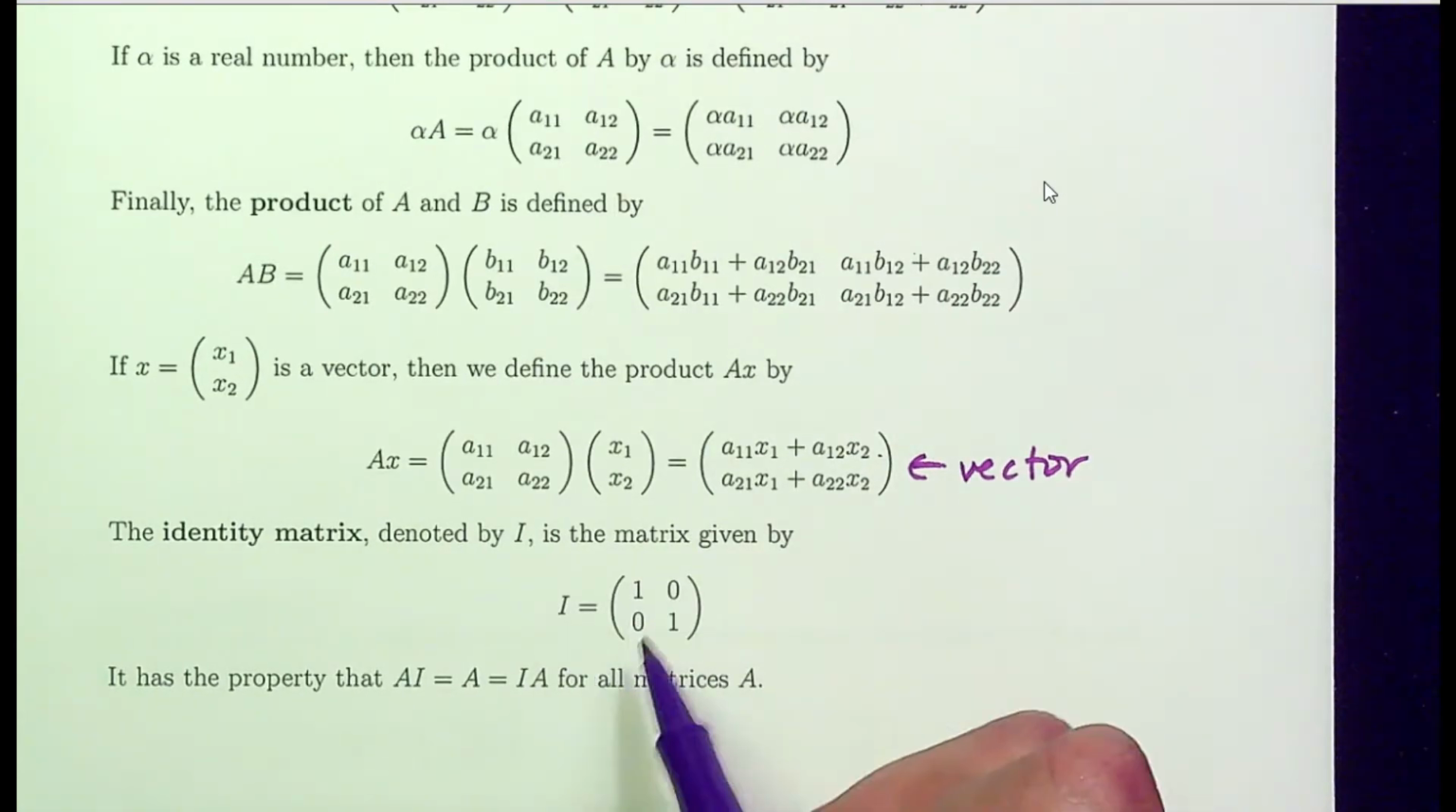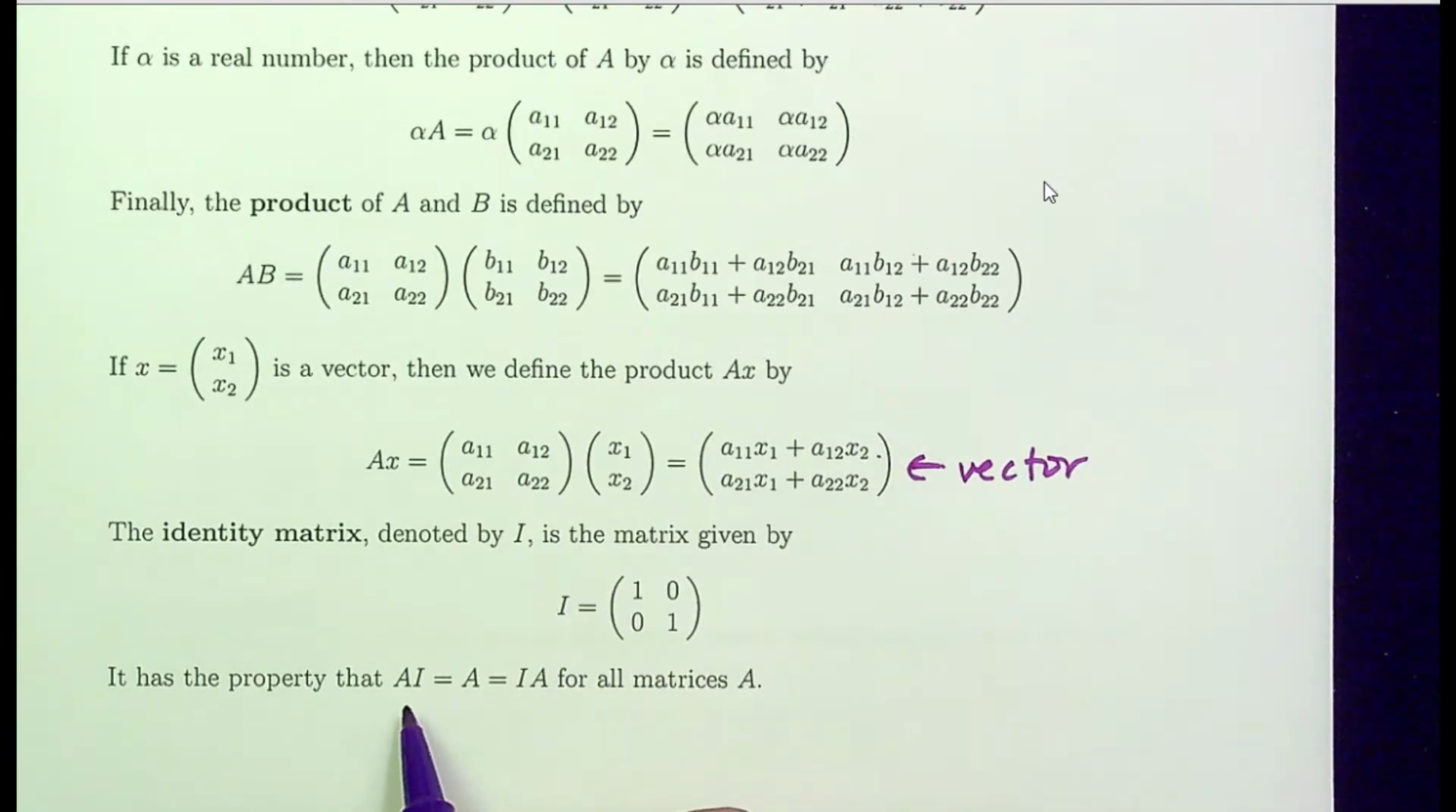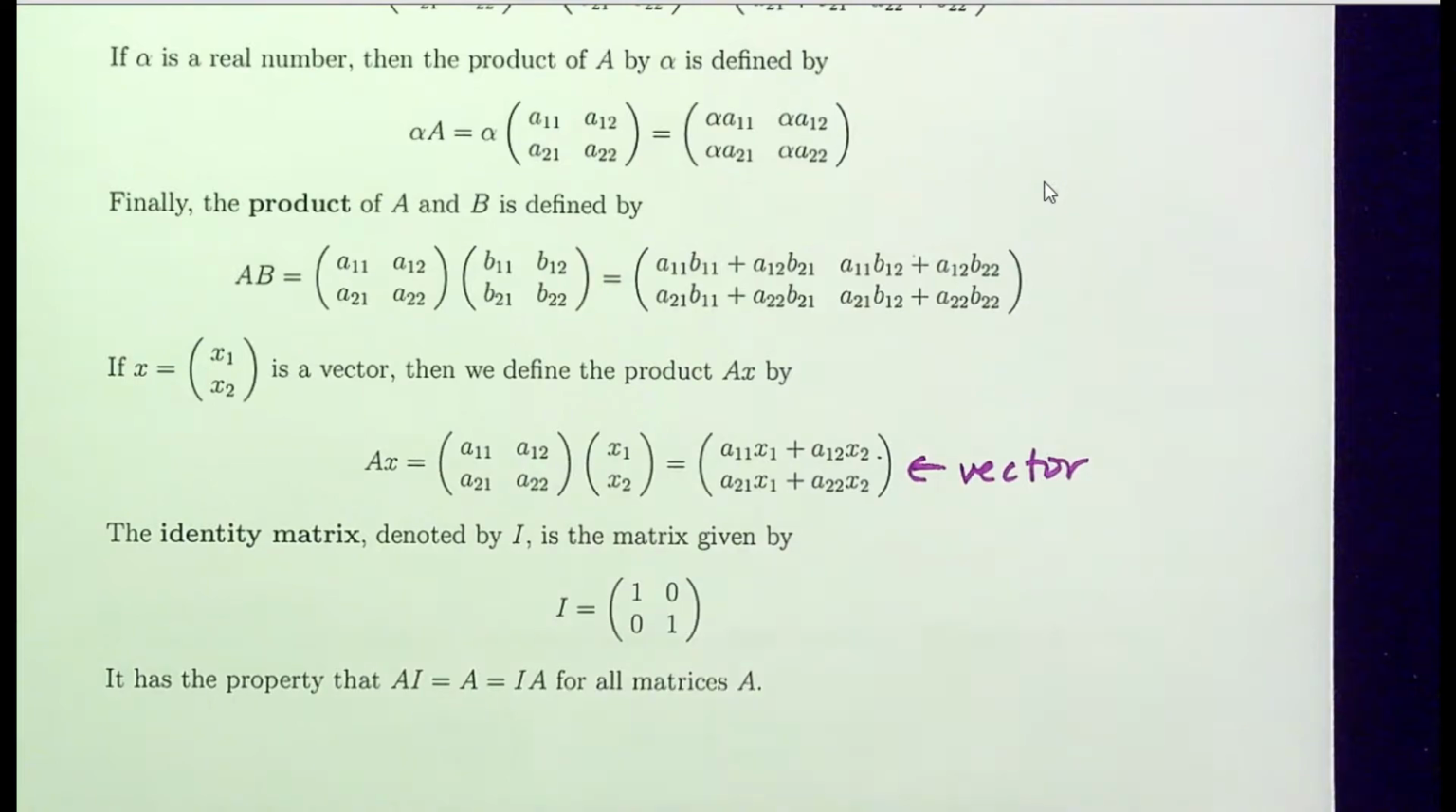And it is called the identity matrix because it doesn't really do anything. When you multiply any matrix by I, it doesn't change the original matrix. So A times I is A, and if you multiply by I on the other side, you get the same thing. I times A is A. That's true for all matrices.